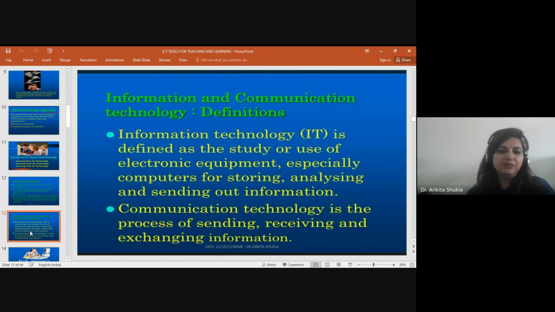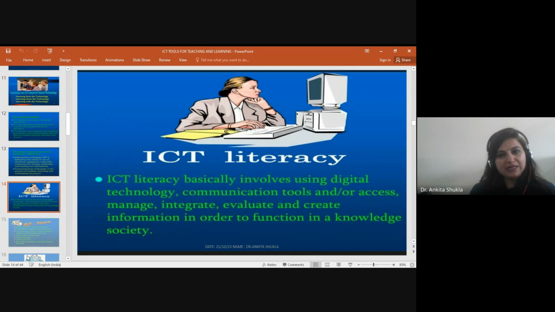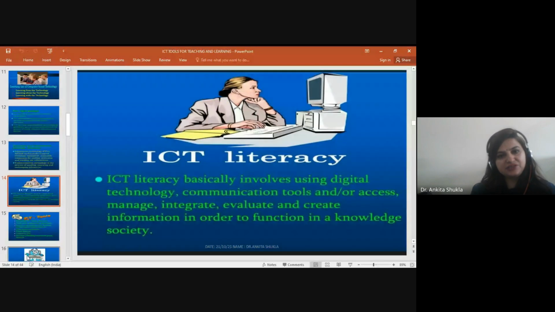ICTs and their applications in teaching and learning, there are many. ICT literacy basically involves using digital technology and communication tools to access, manage, integrate, evaluate, and create information in order to function in a knowledge society.